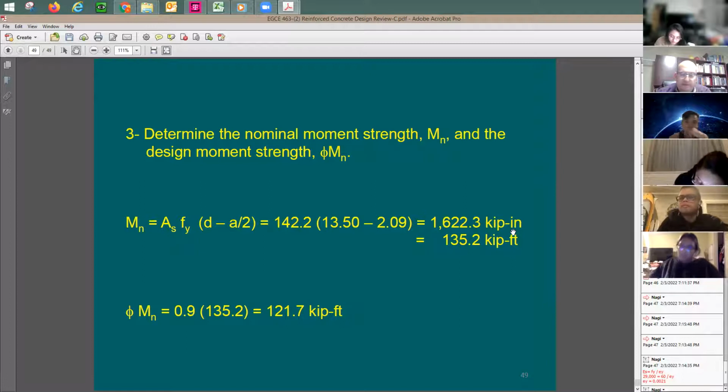And here we go. This is the nominal moment capacity in kip-inch. Why kip-inches? Because this force here is in kips, and the dimensions are in inches. This is going to be kip-inch. Usually we would like to see the moment at the end in kip-foot, so I just need to divide this by 12. Now this is the nominal capacity. Multiplied by the phi factor, here's the phi factor, the 0.9. We bring it down to 121.7 kip-foot.